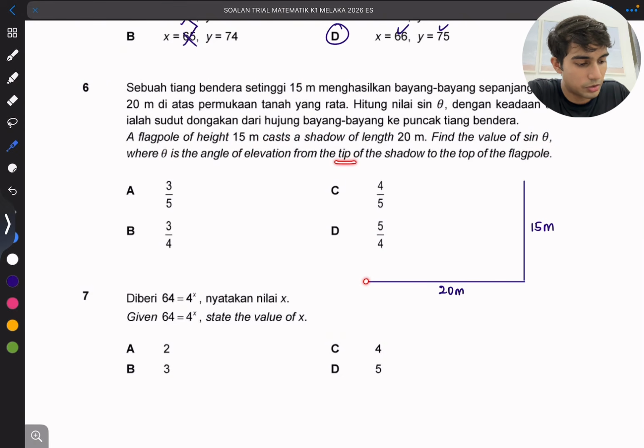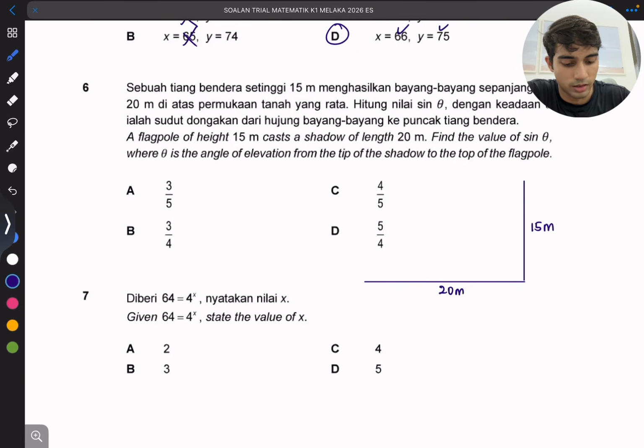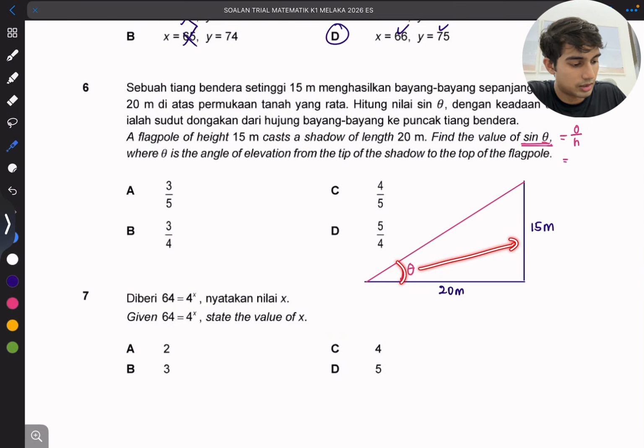This is the tip of the shadow to the top of the flagpole. This is the top of the flagpole. So theta is the angle of elevation here. So we need to find what is sine theta. So sine theta is opposite over hypotenuse. Our opposite is 15. Hypotenuse we don't know. So let's try to solve the hypotenuse first.